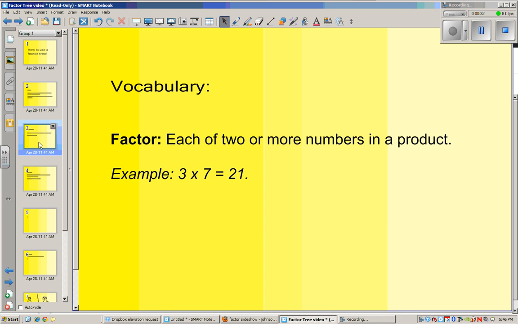The first one is a term that you're probably familiar with. That's the word factor. Just to review, a factor is each of two or more numbers in a product. So here in this example problem, our product is 21, and the factors that got us there were 3 and 7. 3 times 7 equals 21. Another product might be 18. So two factors that might get us there are 9 and 2. 9 times 2 equals 18. So 9 and 2 are factors of 18.